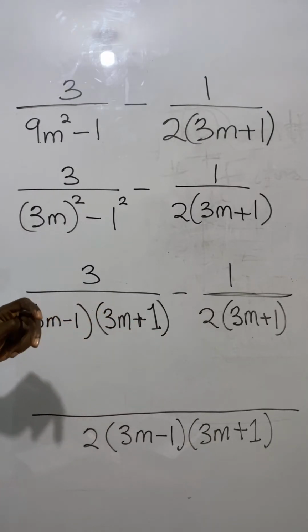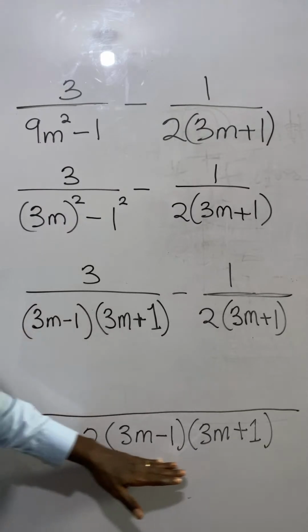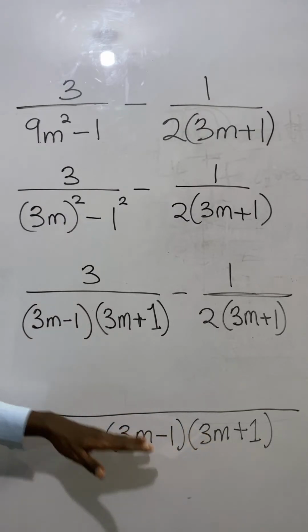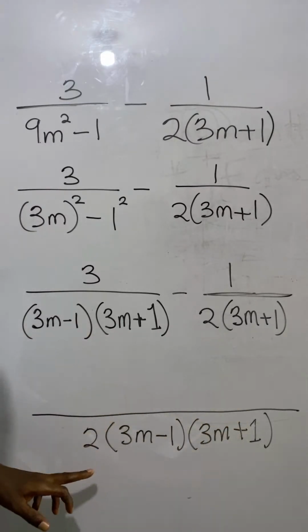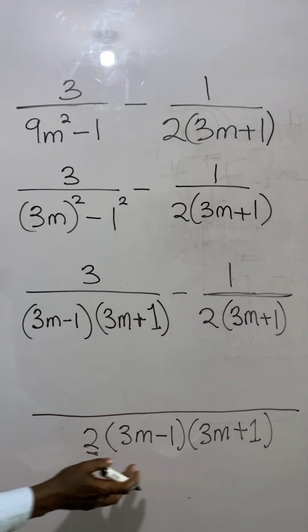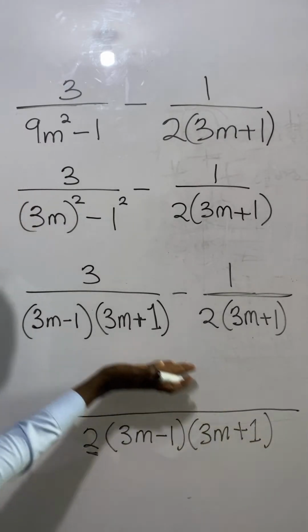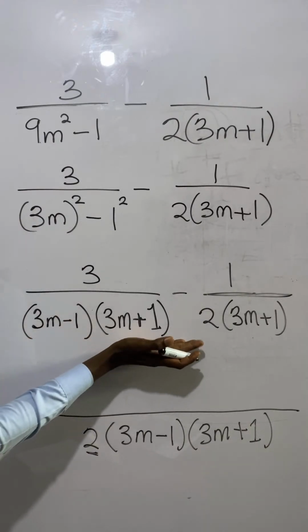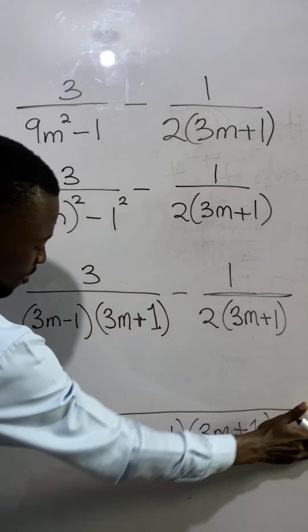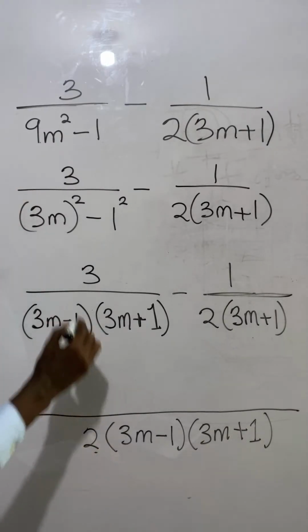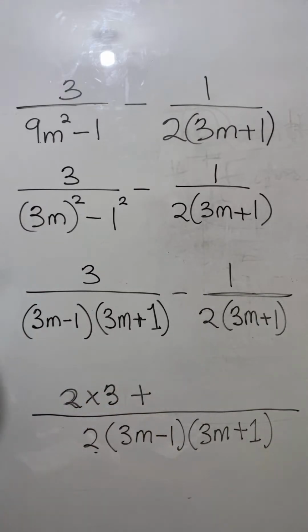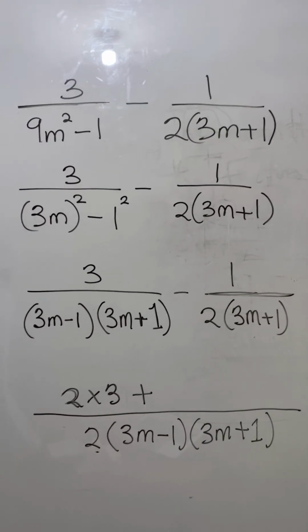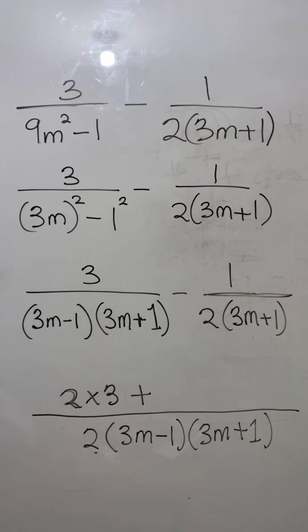If you would see clearly, you would see that this LCM here can be divided by this, because this will cancel this and this will cancel this, to be left with only 2. Why? Because 3m minus 1, 3m plus 1 is the same as 3m minus 1, 3m plus 1. So the whole of this takes care of the whole of this, leaving us with 2. So this 2 times 3, so we've gotten that cleared out for us. So it becomes easy for us to handle.